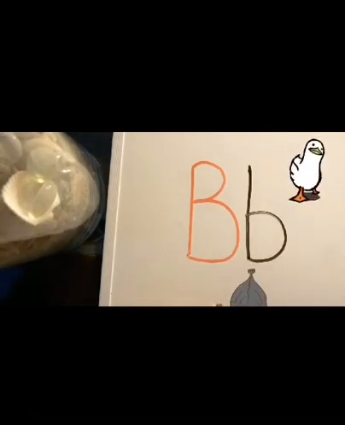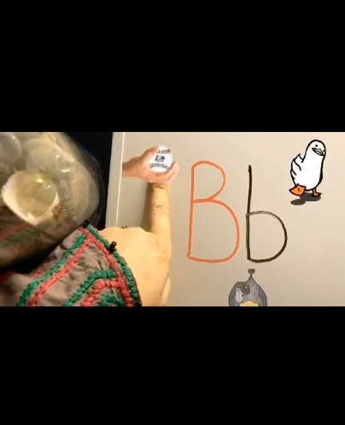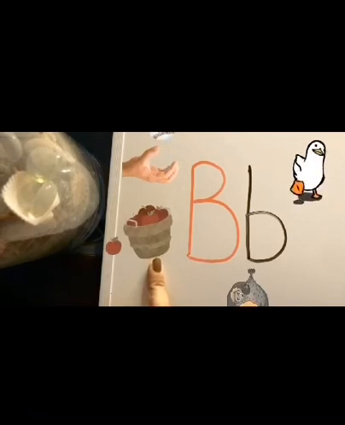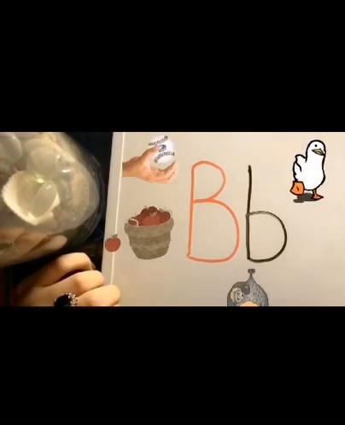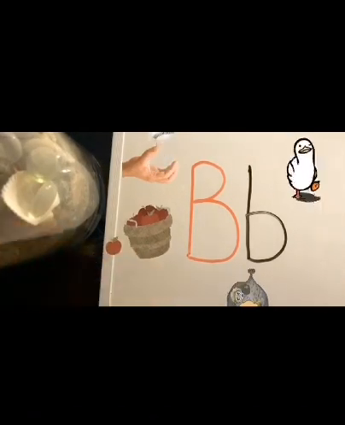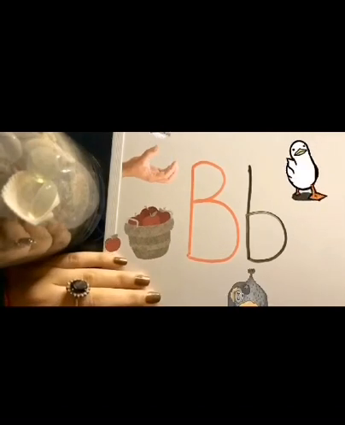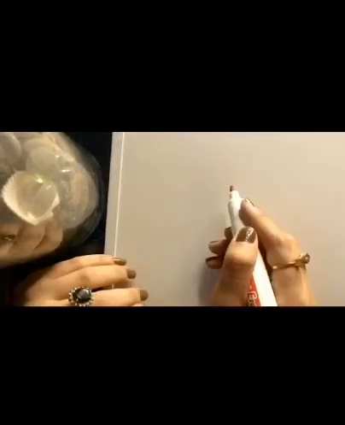B. Bat. Oh wow, I cannot see the face of the bat. Well, it's okay. B. Ball. And B. Basket. Basket. Let's say again. Bird, ball, basket, bat. That all begins with B. The letter is B and the sound is B. Let's come to the next sound.